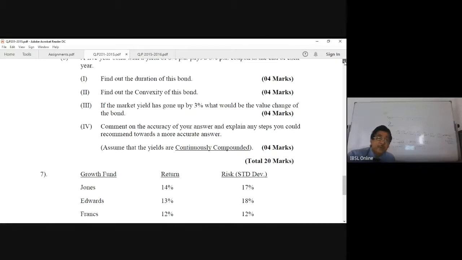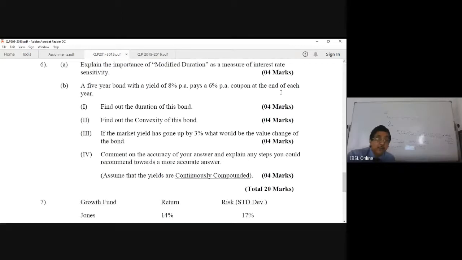Now the bond details are given. A 5-year bond with a yield of 8% per annum and coupon is 6%, end of each year. That end of each year means what? So I think you have to identify whether the coupon payments are done annually or half yearly. For that, you have to clearly read and understand the question.